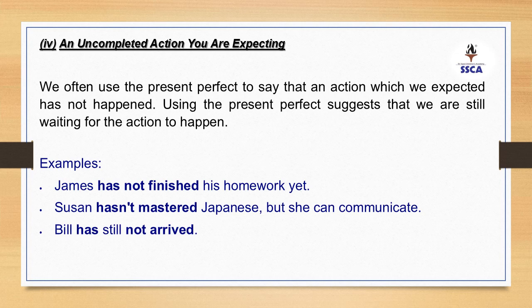In number 2, Suzanne hasn't mastered Japanese, but she can communicate. Here I am saying that Suzanne hasn't mastered the Japanese language, but still she can communicate in the language, but I am waiting for her to master the language. In example number 3, Bill has still not arrived. Means I am waiting for Bill, but Bill is still not here. So for actions like these which are incomplete, we can use present perfect to talk about such actions that we are expecting to complete.